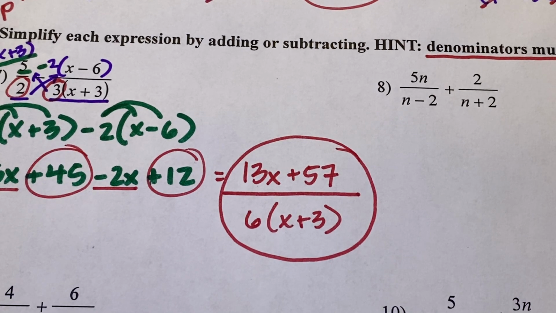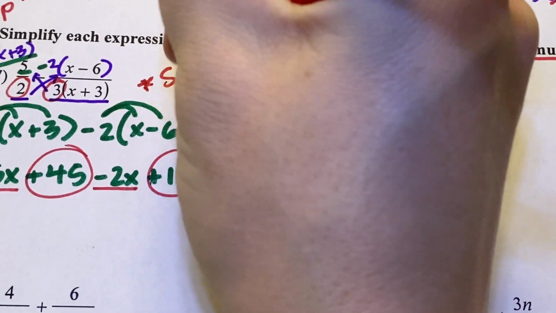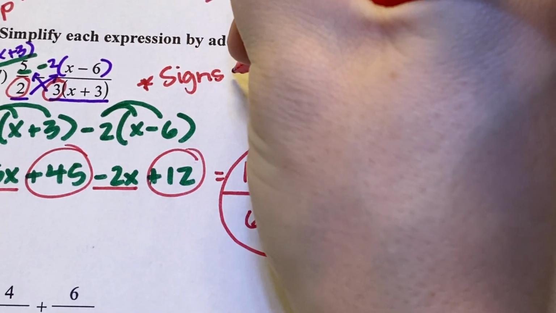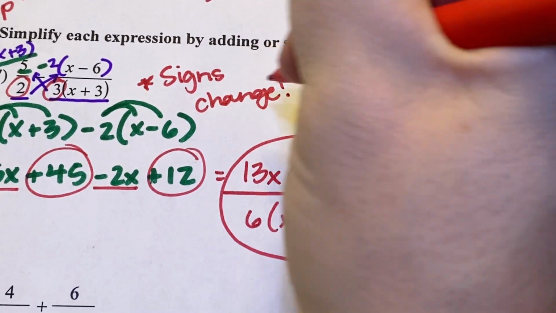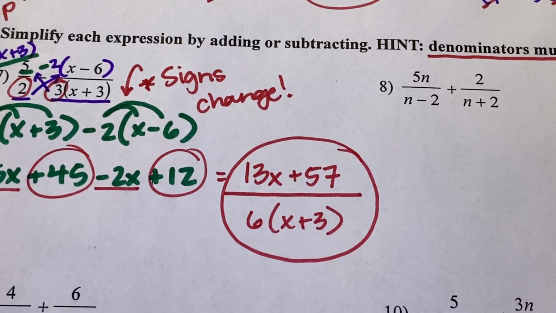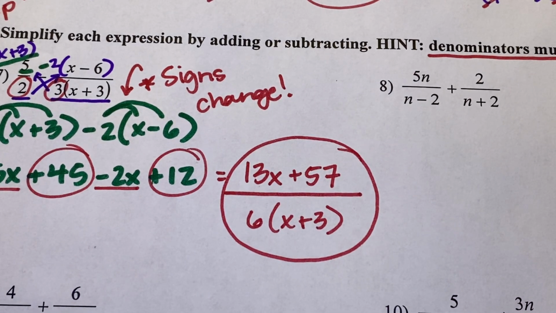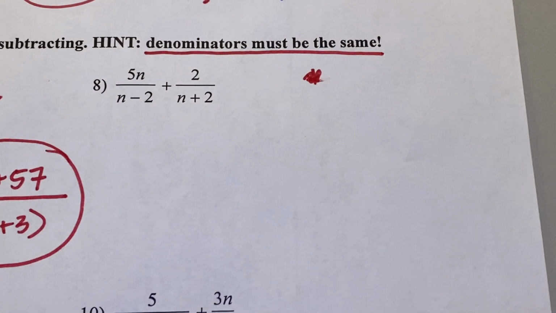I want to make one note about this little move right here. When you're subtracting, what do our signs do? Change. That's that move right there. Signs changed because we were subtracting. 8, 9, and 10 are all adding, so we won't have to worry about that rule. But make sure you remember that with subtraction, the signs after it change.